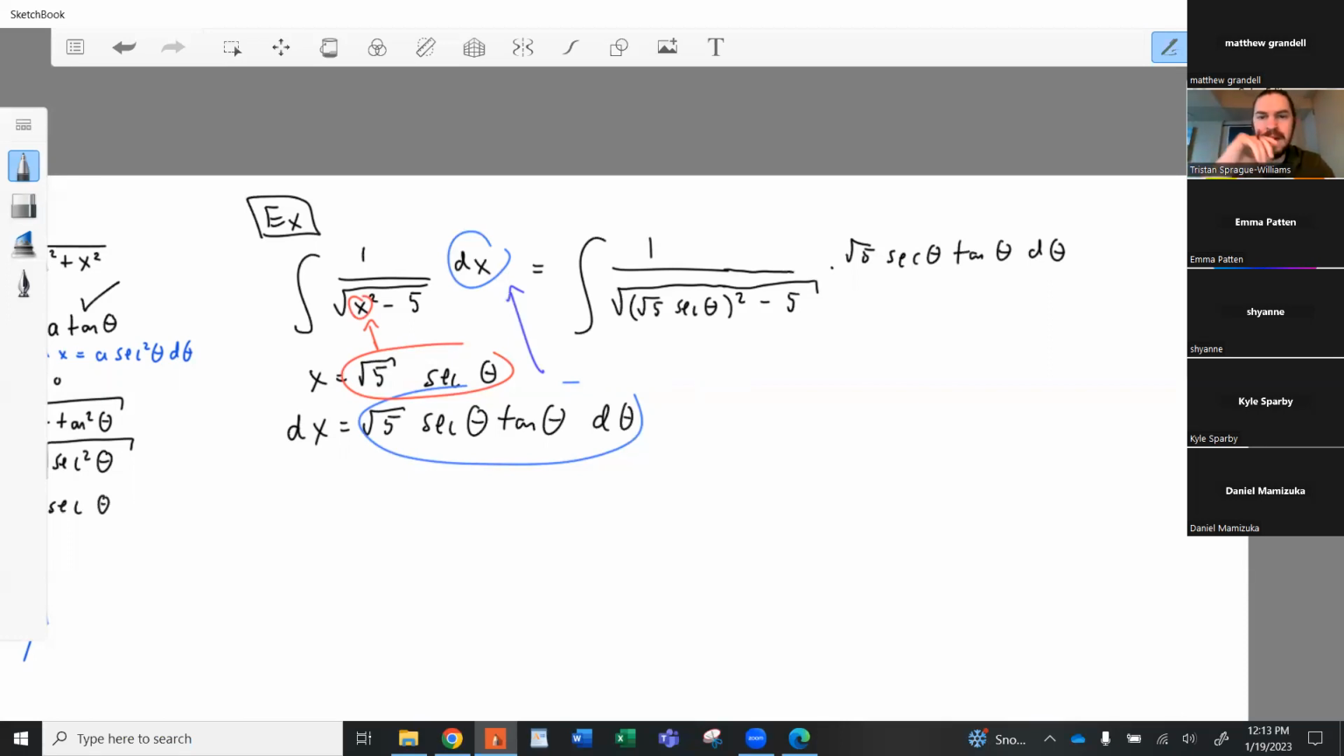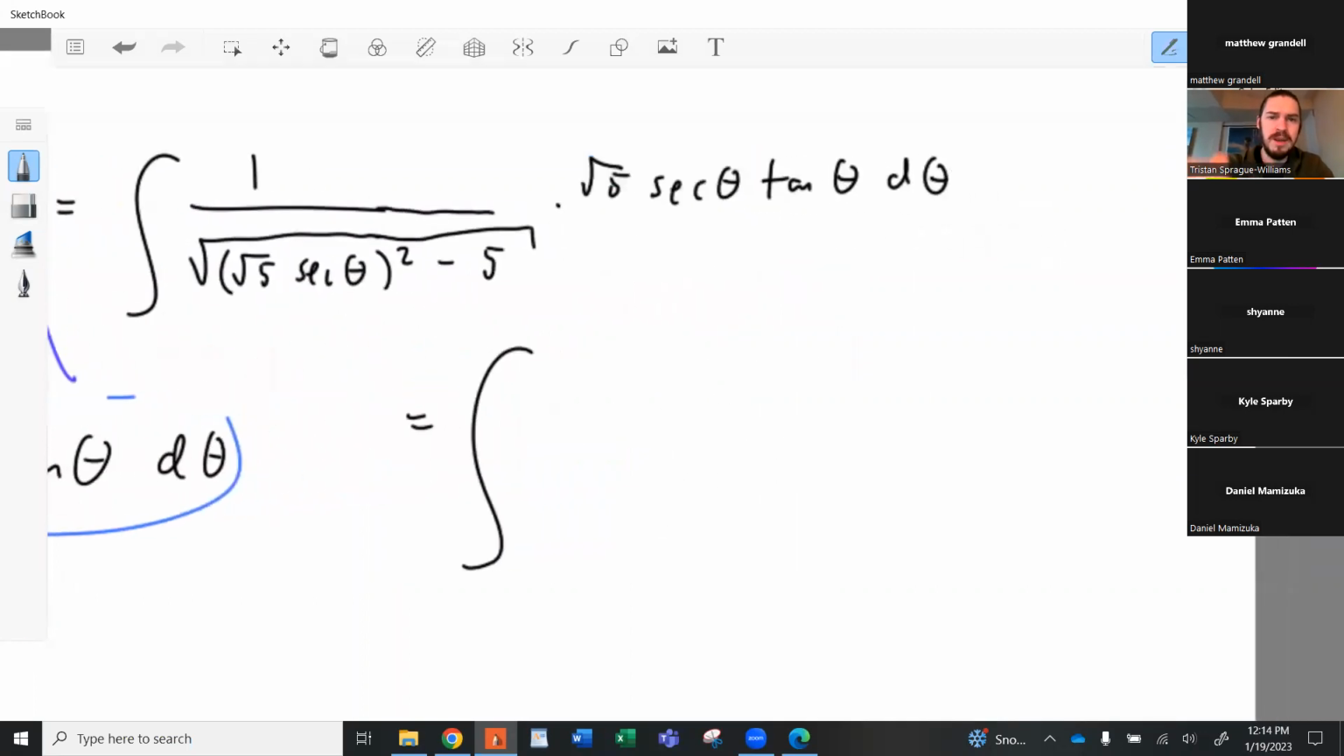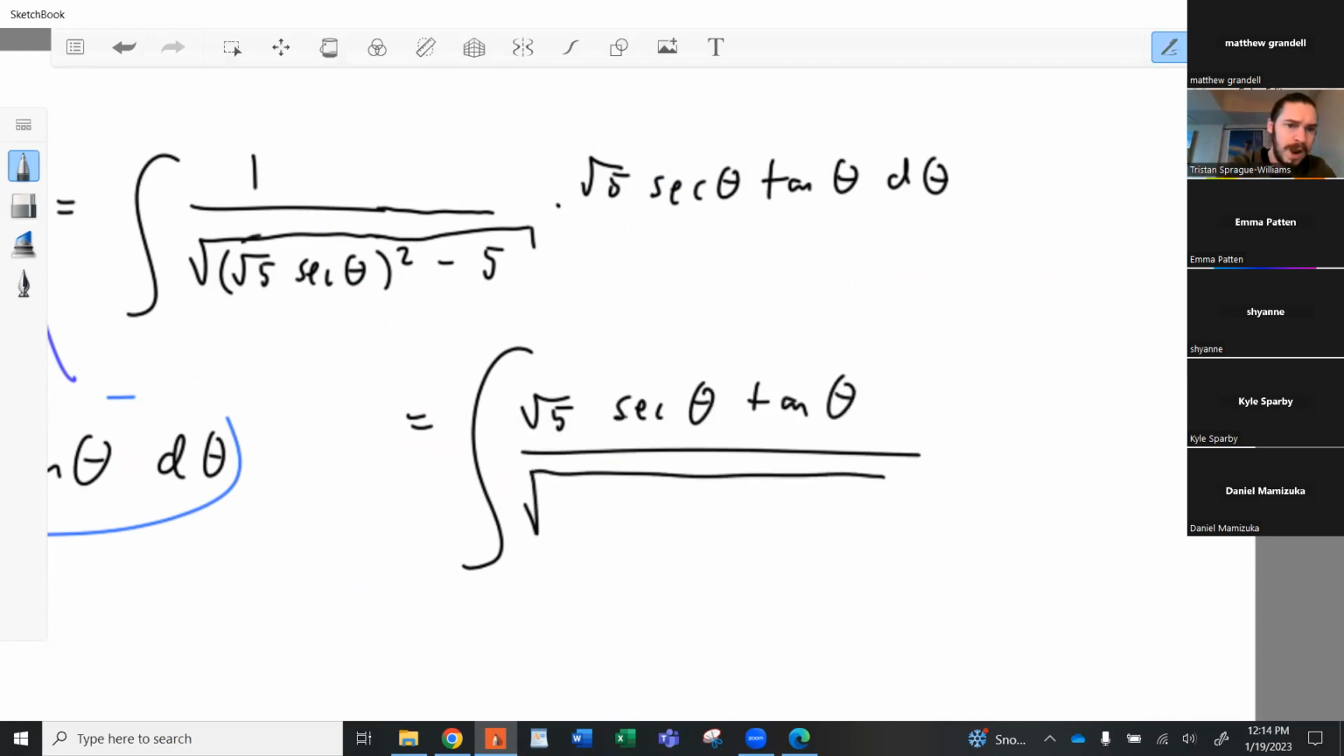Okay, so you can see there's a little bit of sort of compressing we can do here. Let's move all this up into the numerator. I think it's going to be a little easier to write it out that way. So square root of 5 secant theta tangent theta over there. And then over, now in the denominator, we have this big square root. We square the square root of 5 and we get 5. And then we're going to be able to factor a 5 out, right? So we'd have 5 times secant squared theta minus 1.